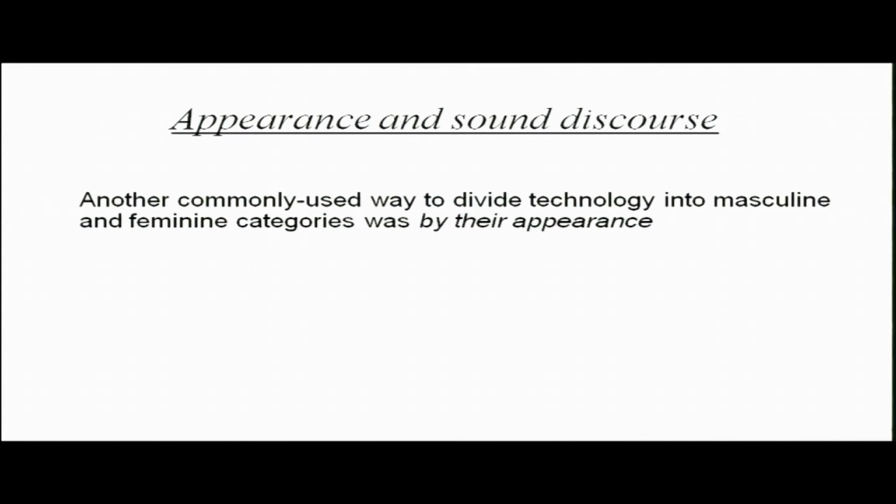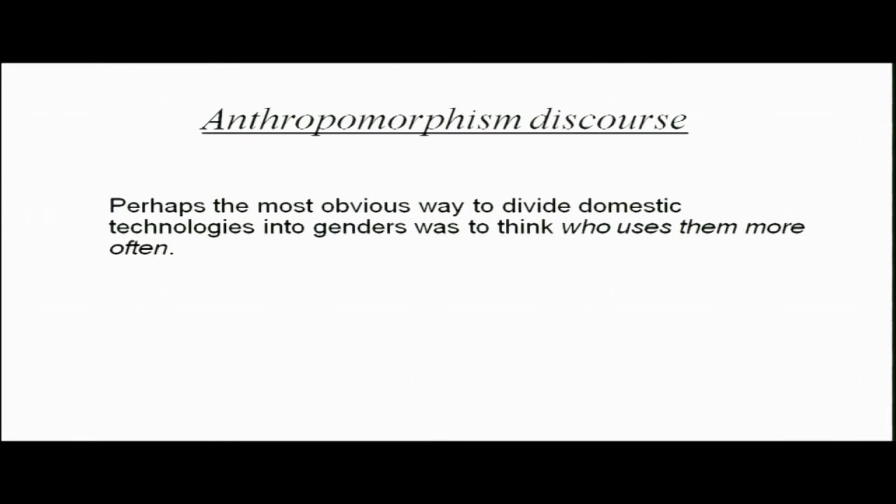The appearance and sound discourse is another commonly used way to divide technology into masculine and feminine categories, and this is done by their appearance. As I just showed you on the chart, these devices often have a gender script attached to them, and one way of understanding this gender script is through the appearance or sound that a device makes.